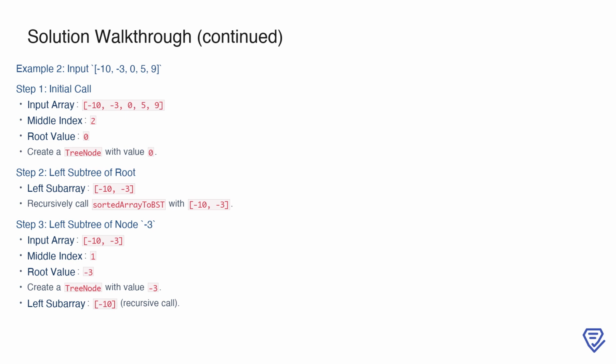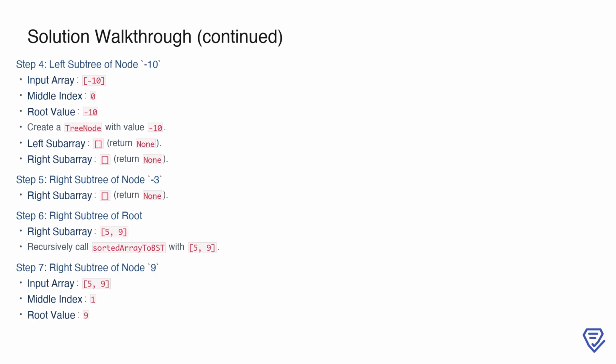The left subarray, containing elements before index 1, is -10, so we make a recursive call with this subarray. For the left subtree of the node with value -3, the input array is -10. The middle index is 0, and the value at this index is -10. We create a tree node with this value. Since there are no elements before or after index 0, both the left and right subtrees for this node will be none. Returning to the node -3, the right subarray contains no elements, so the right subtree is none.